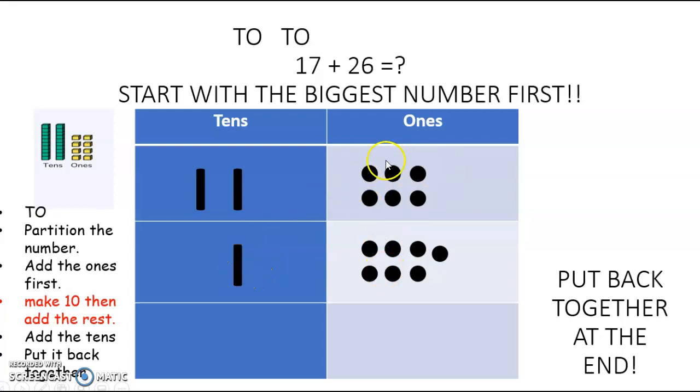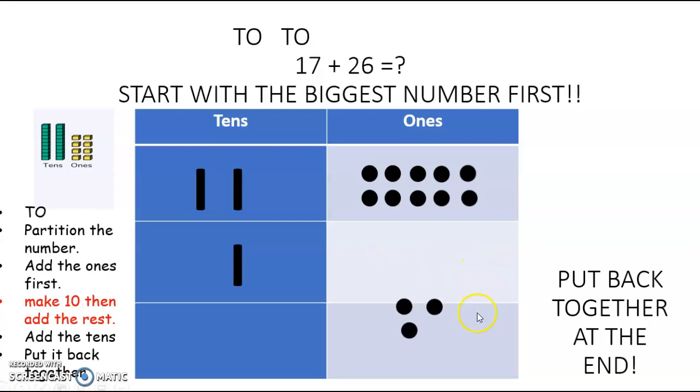Remember we are making 10, so we've got 6. 6 add 4 makes 10. So then we've got 3 left over. We've got 1, 2, 3, 4 10s and 3 1s. 17 and 26, 43.